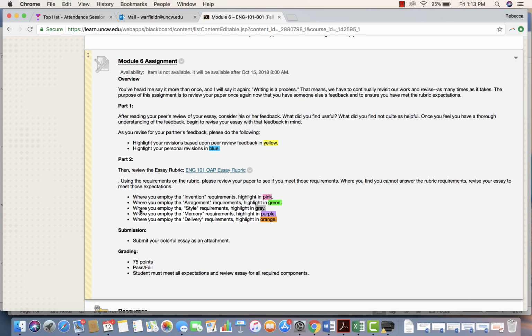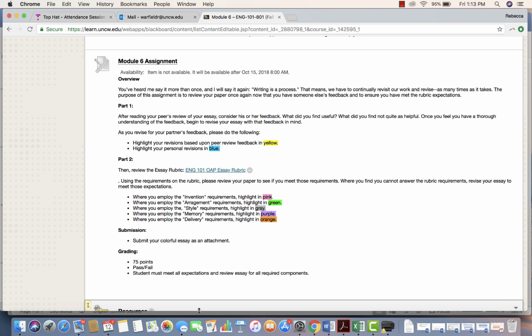The purpose of this assignment is to review your paper again now that you have someone else's feedback and to ensure that you have met the rubric expectations. So part 1. After you're reading your peer's review of your essay, consider his or her feedback. What did you find useful? What did you not find quite as helpful? And I'll pause here again. So what's important to remember about feedback is some of it's very good and some of it's not. We don't have to take every piece of advice that people give us, whether it's our writing or anything else in life, right? Sometimes things are good pieces of advice, or it's a good bit of feedback. Sometimes it's not. So what did you find useful? What did you not find quite as helpful?